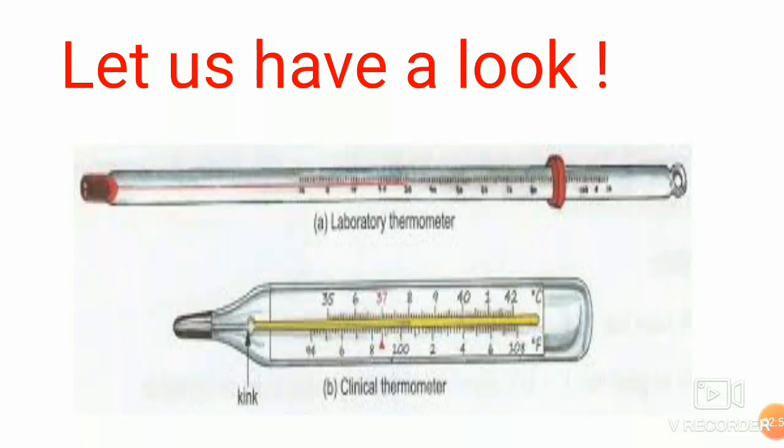Let us have a look at both the thermometers, to see whether the mercury thermometer, or the laboratory thermometer, has a kink or not. We can clearly see here that the clinical thermometer, that is more commonly known as the doctor's thermometer, has a bend or a kink known as constriction.